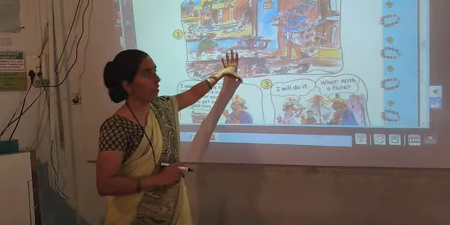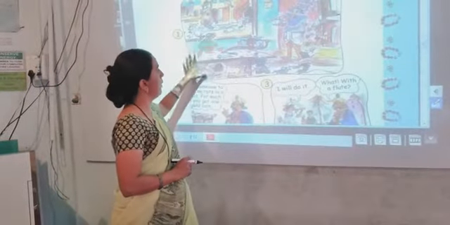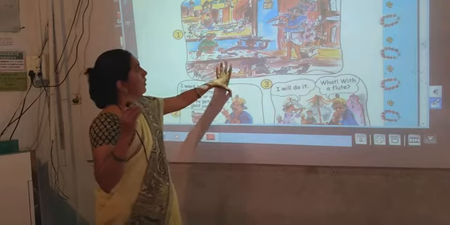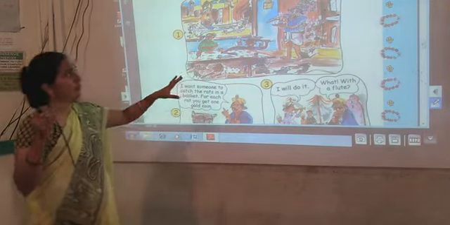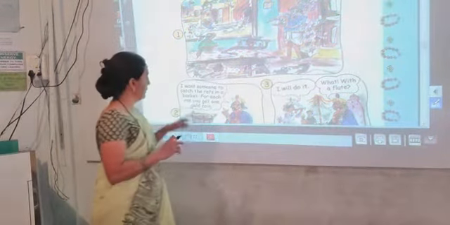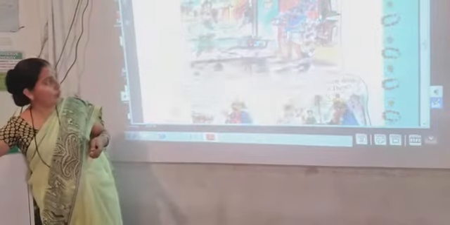rats in this picture, and these rats are giving trouble to people. People are very angry, people are very troubled because of the rats. Now in the second picture, what do you see?